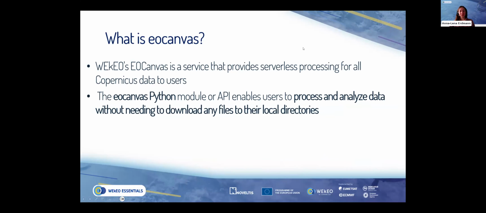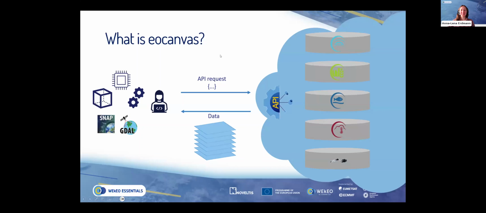Let's start with the EOCanvas. So what is EOCanvas in short? It's a service that provides serverless processing for all Copernicus data to users. And we serve it to users, so you can use it through a Python module or an API that enables you to process and analyze data without needing to download the files to your local directories. So it's pretty nice if you know how big Earth observation data can be. The EOCanvas is practically a solution to deal with those large files without overloading your computer. So what does that mean?